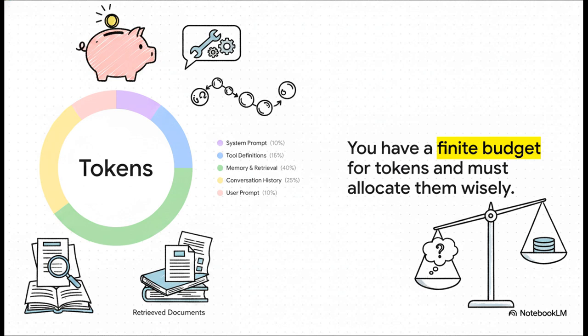Just look at this sample allocation. A big chunk for memory and retrieval, some for tools, some for history. It's a constant balancing act. And it's not just a technical thing, it's an economic one too. Every token costs you. So you're always asking, what's the most valuable information to include right now?